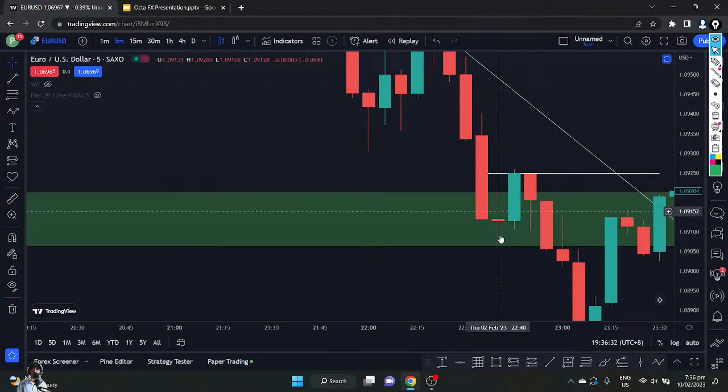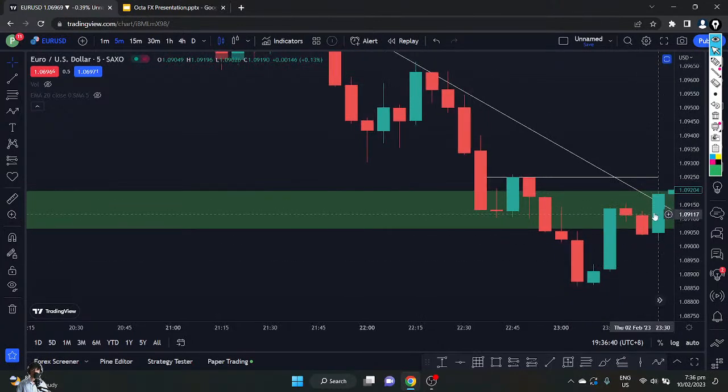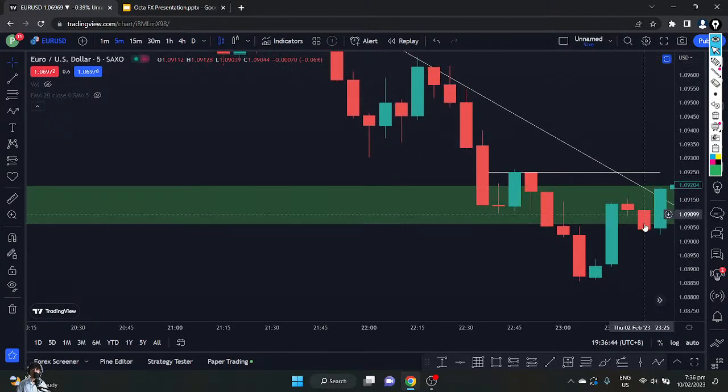Okay, so let's say you are an aggressive trader and you want to instantly buy with a breakout of this trend line. We can also see that this is a strong bullish candle. It engulfs these previous two red candles prior to it.